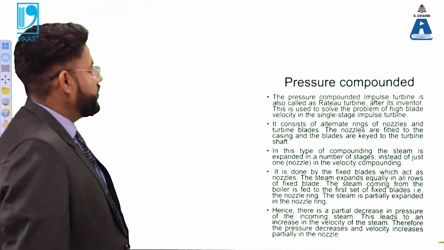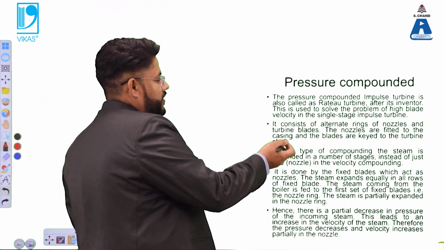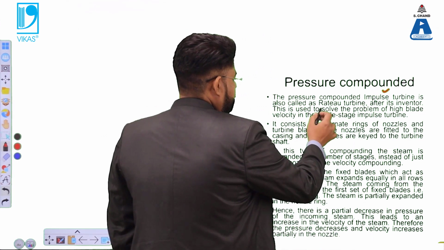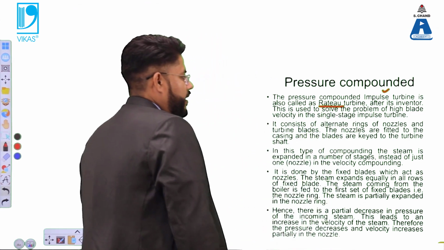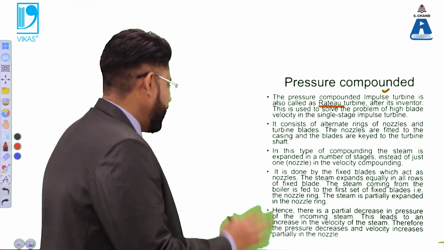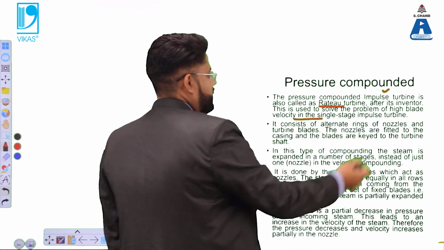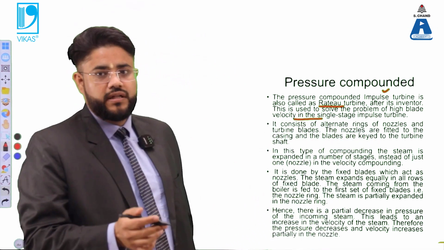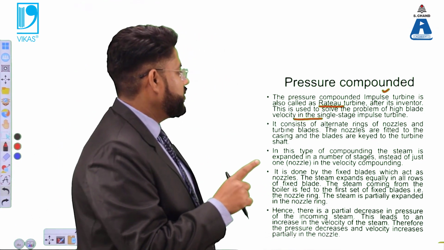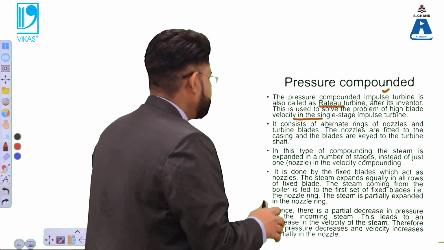So the case is of the pressure compounding. Pressure compounding basically is done in case of the impulse turbine, and it is called as the Rateau turbine after the name of its inventor. And the main problem that it solves is the problem of high blade velocity in the single stage. As we have discussed in the previous aspect, the velocity part was high in case of the velocity compounded turbines, and there was a drawback of efficiency losses.